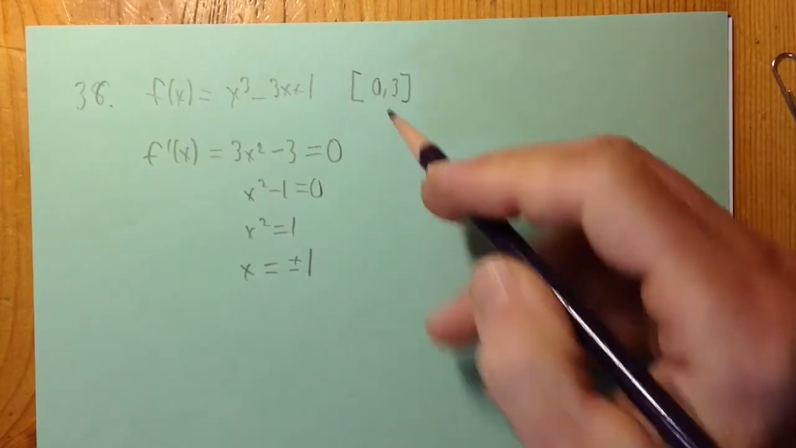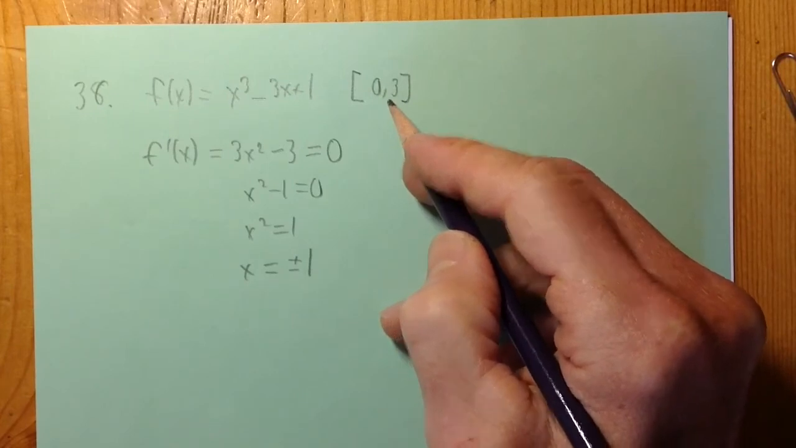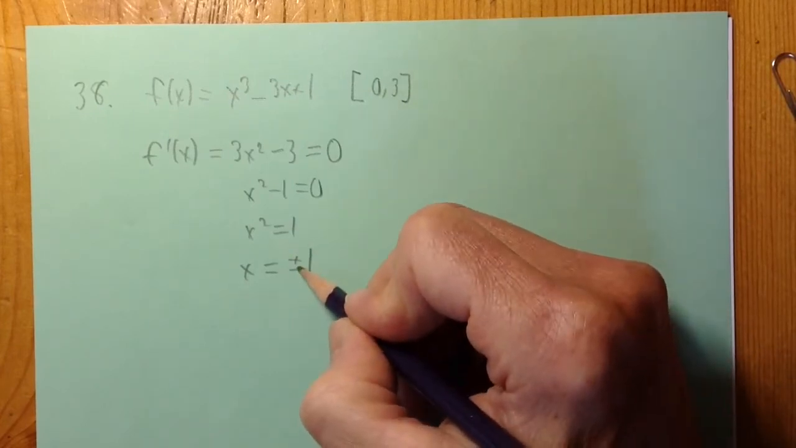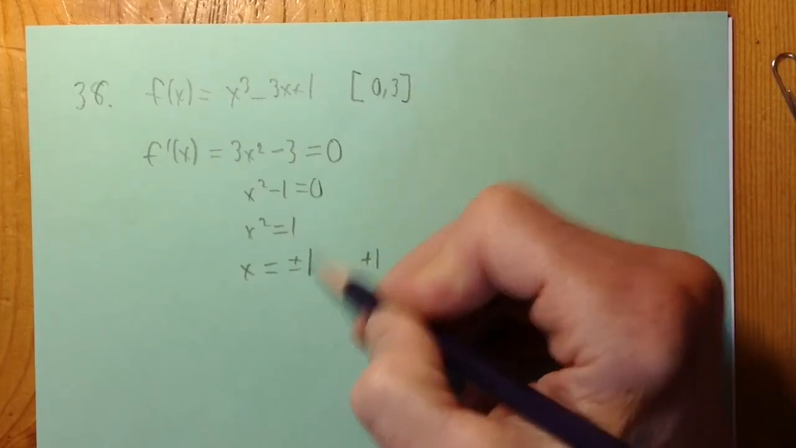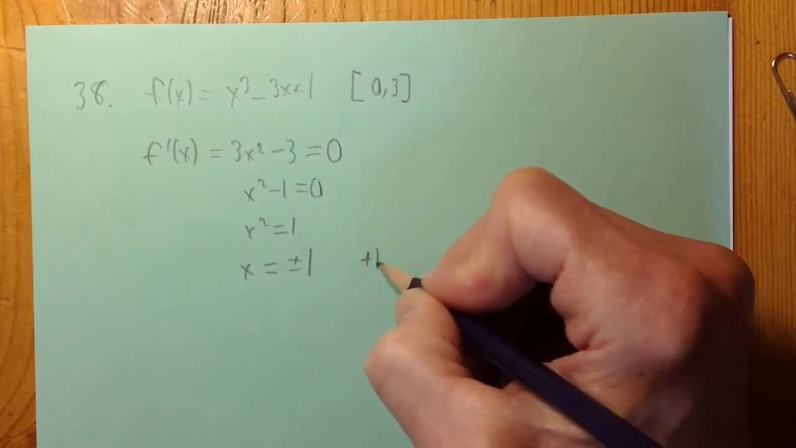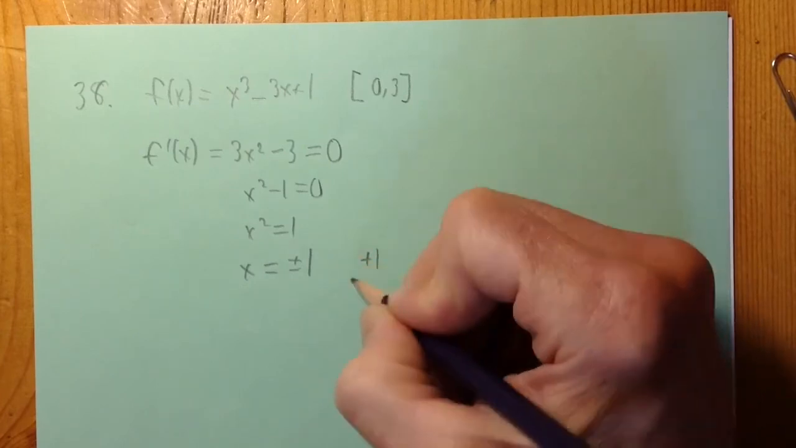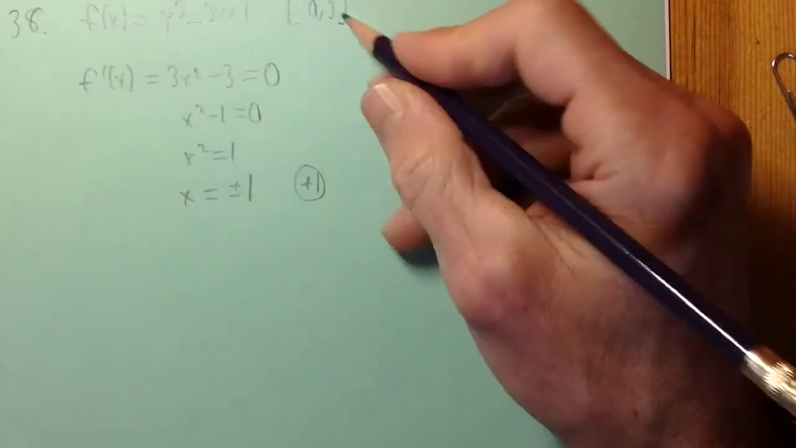Okay, but look, it's only between 0 and 3, so negative 1 doesn't work. So really it's just plus 1, because negative 1 is not between 0 and 3. So there is either a local maximum or a local minimum at x equals 1. So that's what we know.